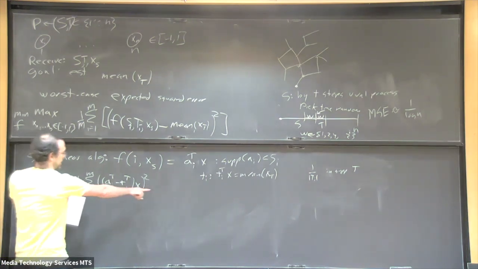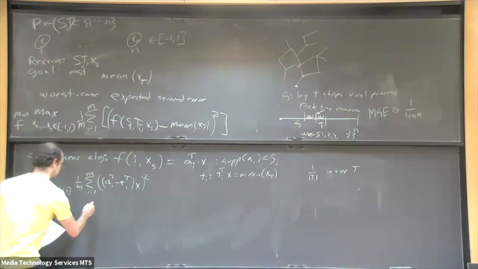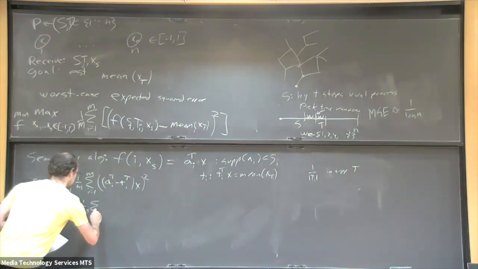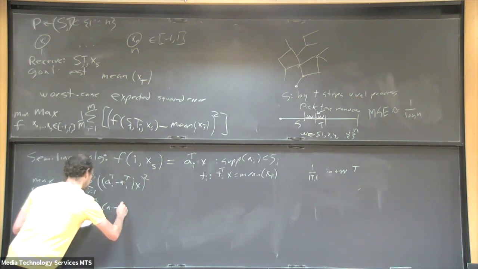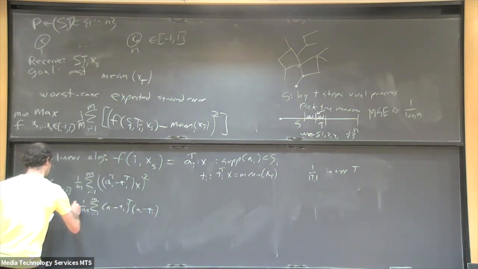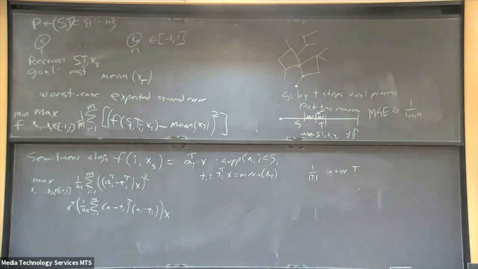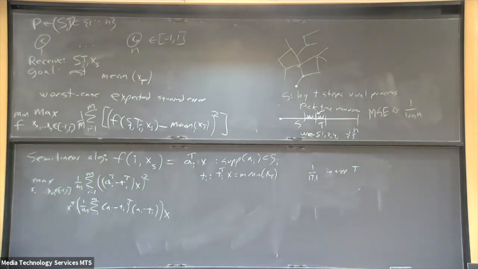A different way of writing this is pulling the x outside to make this a quadratic form, with (A_i minus T_i) multiplied on the left and right. Is the quadratic form random? No, it's not random. That's what the algorithm does: we pick the A_i, and the T_i are given to us.